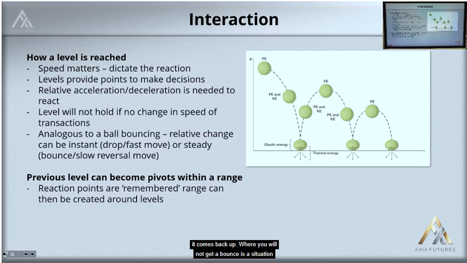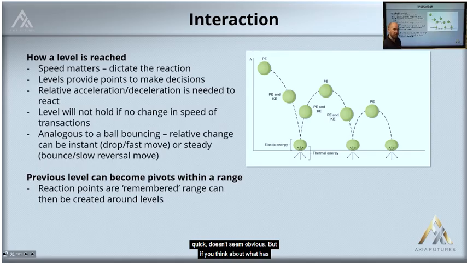Where you will not get a bounce is a situation where you don't get any relative acceleration or deceleration. So where you have sellers consistently sell and they sell and they sell and you reach a level and they sell and they sell and they sell and there's no change in pace at all. That's where you don't get a reaction to a level. That's what's so important. It's about that shift, and that shift, even when the market is quick, doesn't seem obvious.